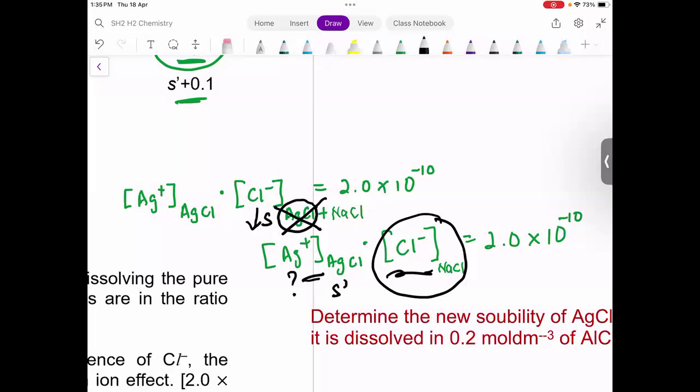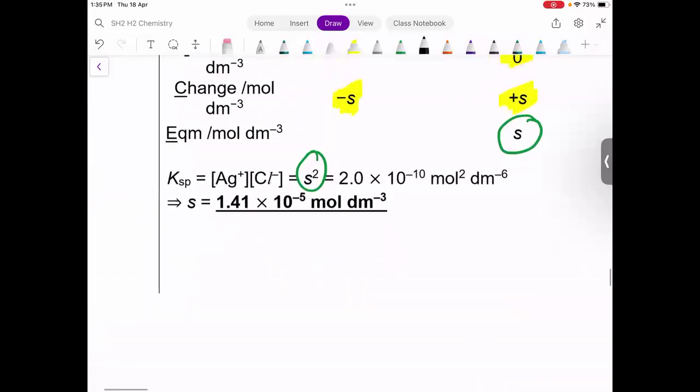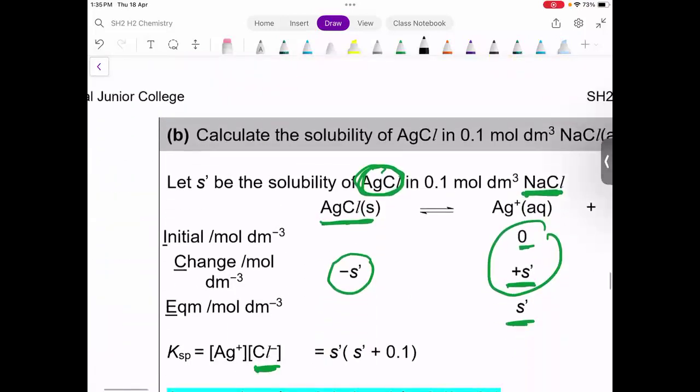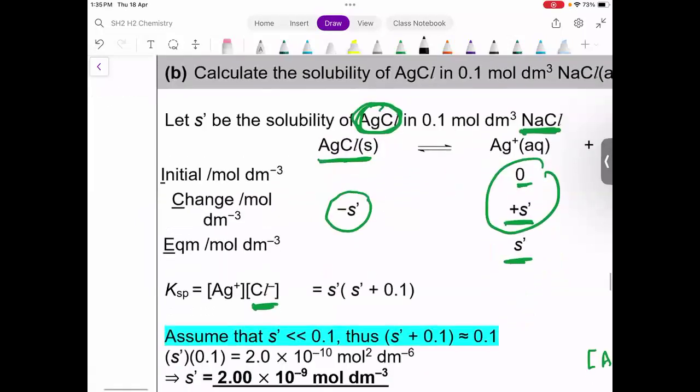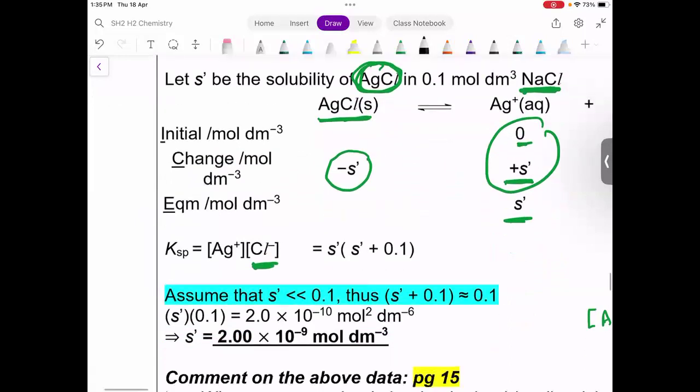Insignificant, because the original solubility is already 10 minus 5. So in the presence of sodium chloride, it will become even less because of Le Chatelier's principle. It goes towards precipitation. So 10 minus 5 is already negligible compared to 0.1. So you can justify that.